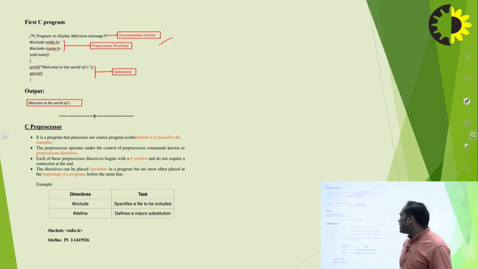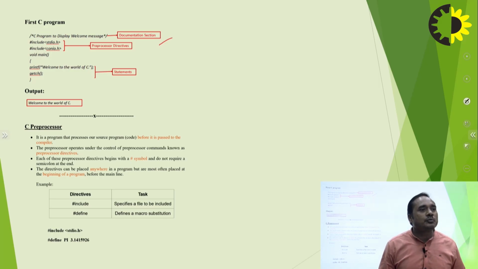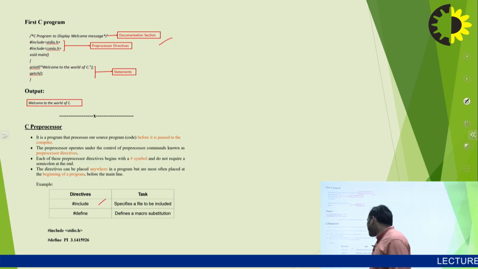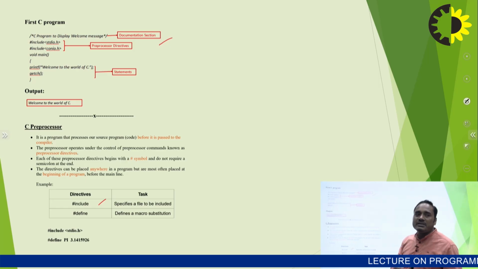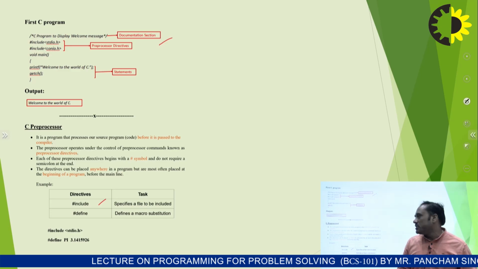C preprocessor, if you are going to discuss the C preprocessor, it is a program that processes our source program before it is passed to the compiler. Because the source code is passed to the compiler, then after you will create the output. Otherwise you cannot move to the next level. Some examples like include. This is a specific file to be included, because include means include the header file. So preprocess means starting from include stdio.h and conio.h. These are the two preprocessor files.